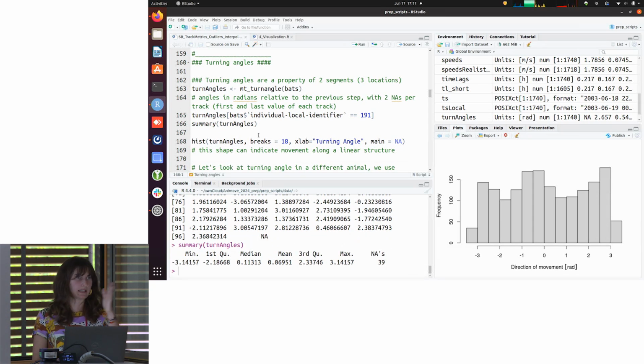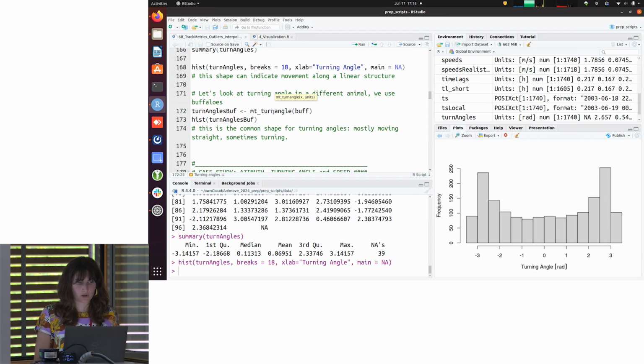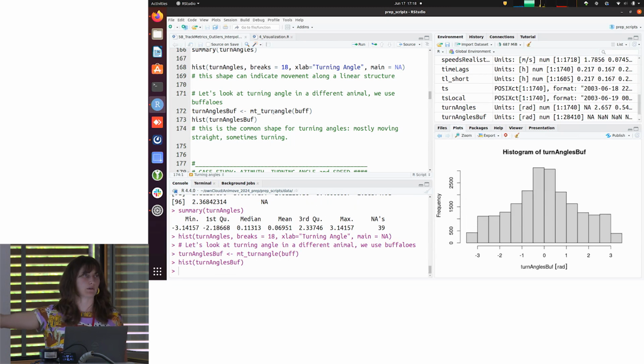Negative values would be a turn to the left, positive values a turn to the right, and around zero, the same direction. Here we see that there is some persistence in direction for the bats. Just because we know this data set, we know these bats are moving along linear structures. For this reason, we also added another example from a different animal, buffaloes, just to show you how it would look. I showed it in the presentation already, but this would be a more regular distribution that you would expect from turning angles.